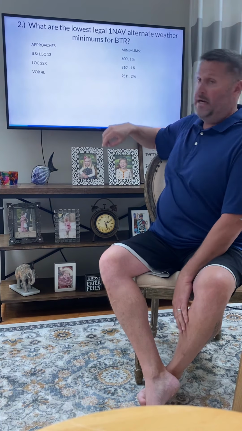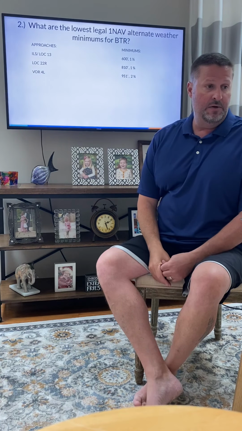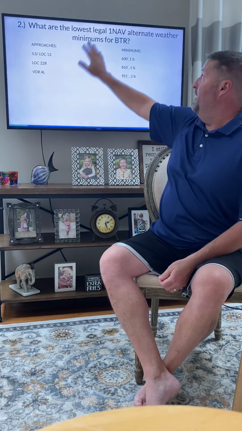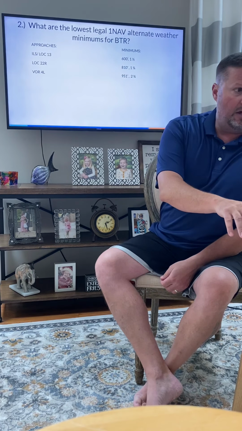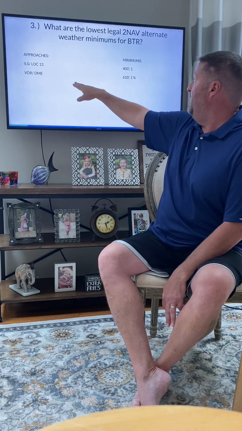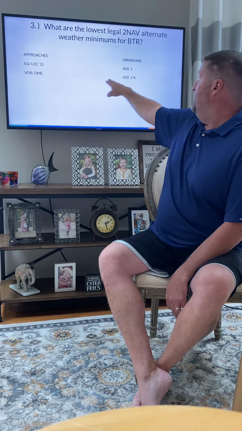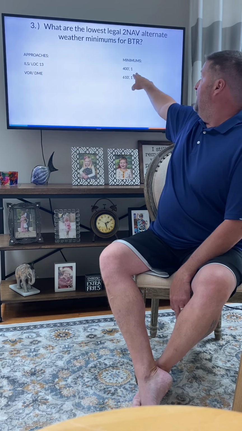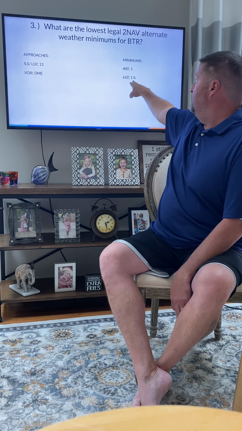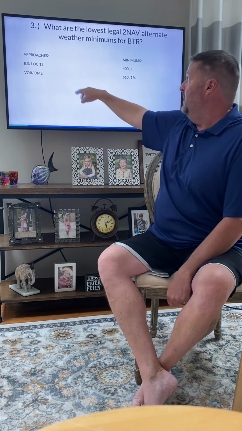So that hasn't quite got us under the 501 foot. So we can't use the 1 nav alternate. We have to move on and go to the 2 nav. What would the lowest legal 2 nav alternate weather minimums be at for BTR? So we have the ILS localizer 1.3 and a VOR DME for 401. And then 610 and 1 3/4 for the VOR DME.